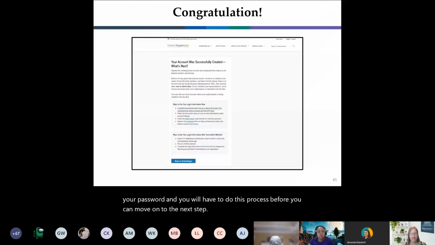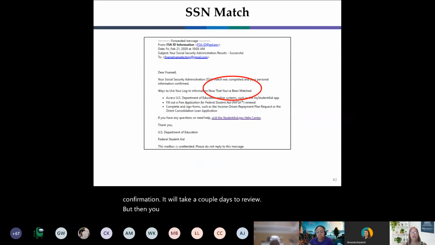So if you provided an email address, then you will get a confirmation email, and you can immediately start using your account to start filling out the FAFSA and to sign a first-time FAFSA. You'll be able to use that immediately. Now, your information will be sent to the Social Security Administration for confirmation. It will take a couple days to review, but then you should receive an email confirming that there's been a match for your information.